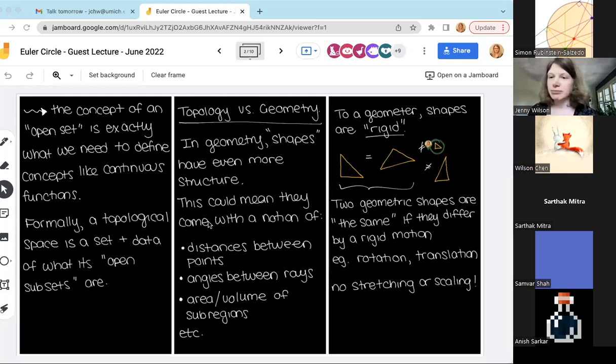This triangle has a much smaller area. This triangle has different side lengths. So those are not the same triangle from a geometric point of view. Okay, so in general, to a geometer, two geometric shapes would be considered the same if they differ by a rigid motion, like a rotation or a translation. But I wouldn't be allowed to do something like stretch or scale my object. That would give me a new geometric object.